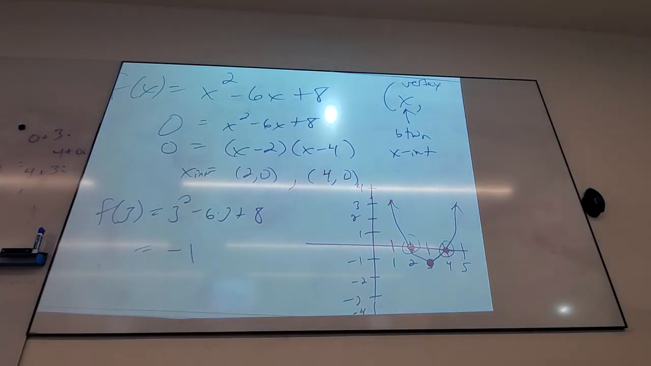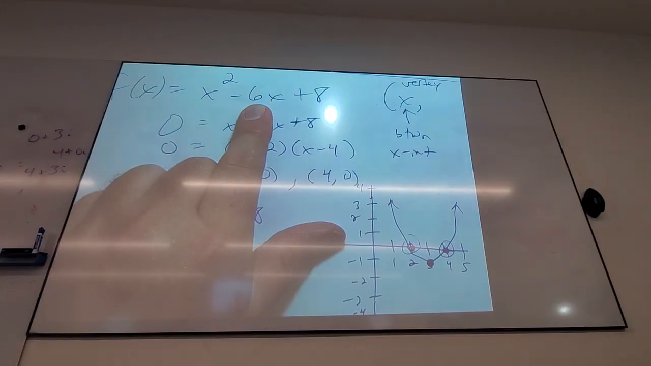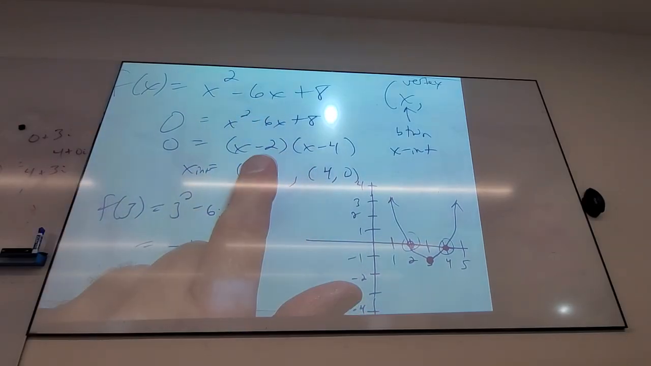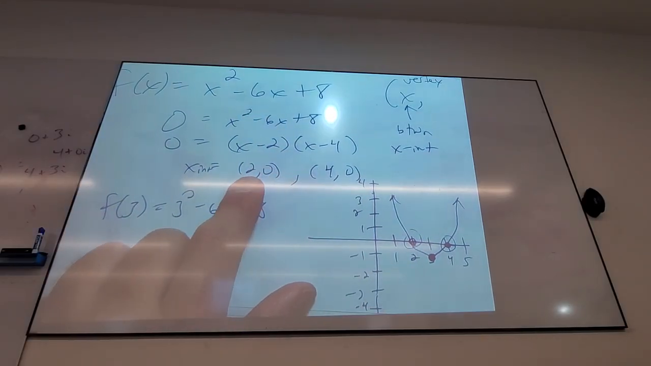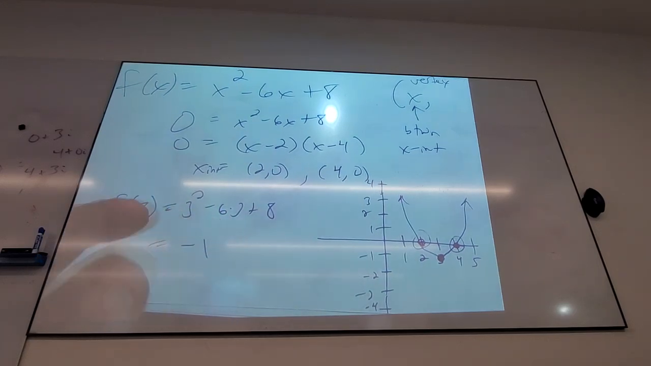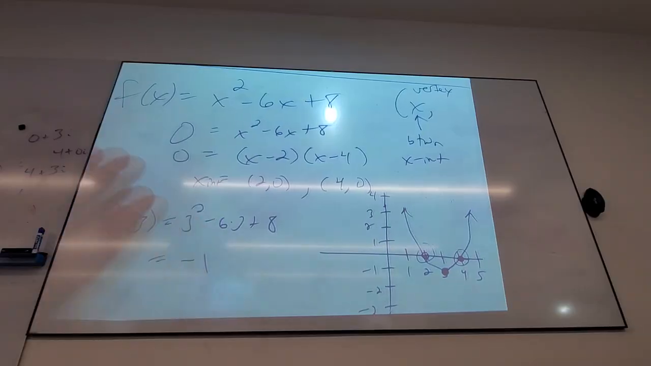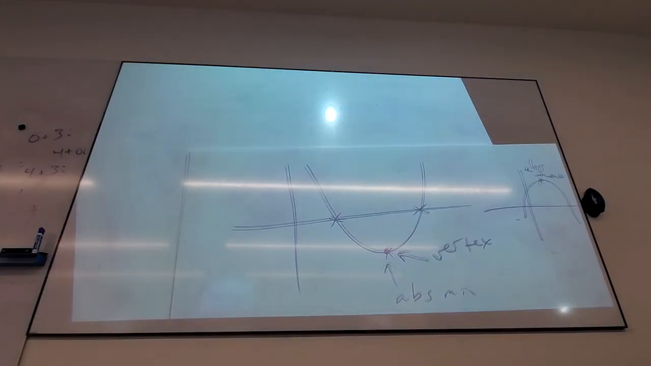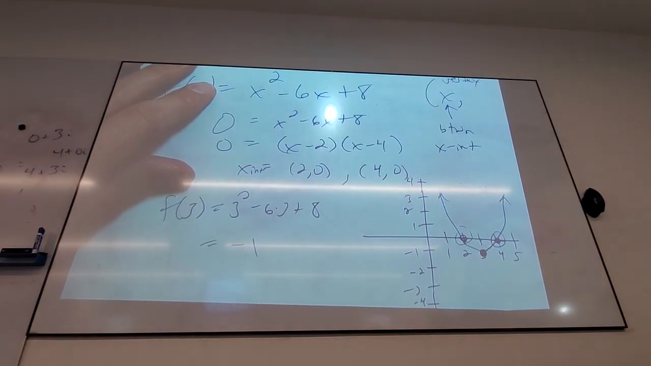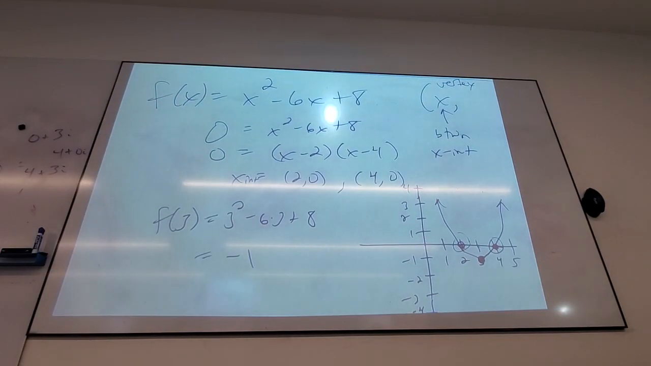How are you guys feeling? Can you always find the x-intercepts that easily? Didn't I make it really nice? In fact, look what I did. Not only was that easy to factor, 3 is right between 2 and 4. So what if the x-intercepts were 7/8 and 9/11? You can still do it, but would you want to? No. You could totally do it.